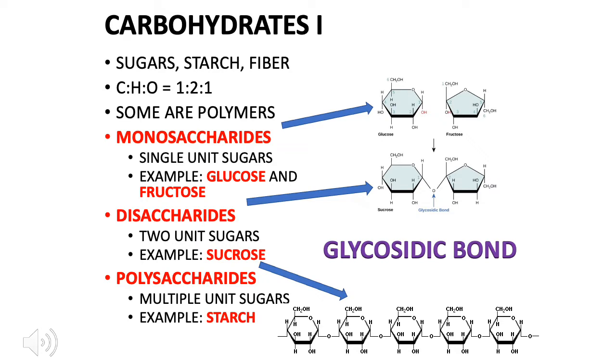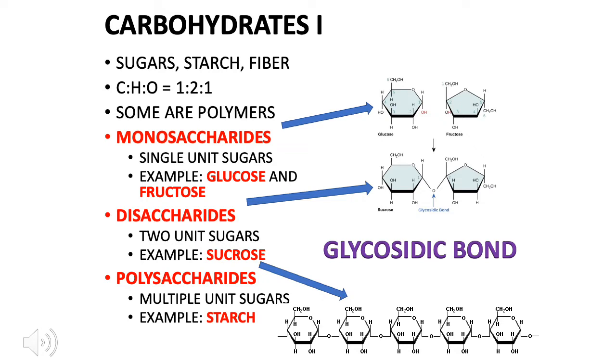You will see CHO equals 1 to 2 to 1, meaning that any molecule of carbohydrate contains carbon atoms, hydrogen atoms, and oxygen atoms, always in a ratio of 1 to 2 to 1.